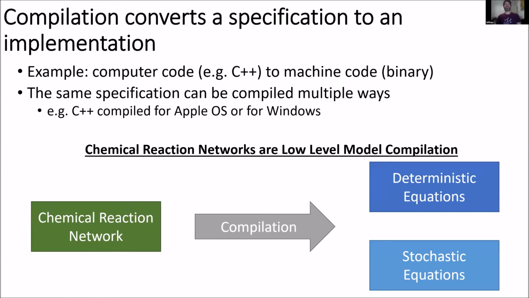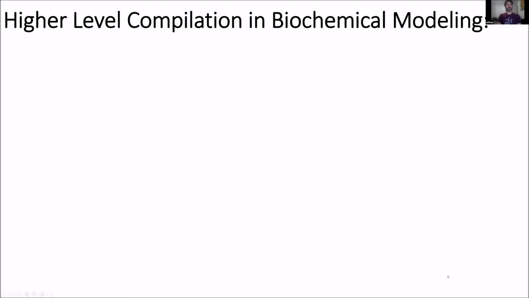In fact, I've already talked about one form of compilation, which is chemical reaction networks. When I write out a chemical reaction network and I get my equations, I can compile the same CRN into two different types of equations, deterministic ODEs or the stochastic Markov chain. This is a form of low-level compilation where we're going from a low-level description, a chemical reaction network, to some mathematical objects. Again, Biocompiler is going to take an even higher level description to produce a chemical reaction network, which can then be compiled into these equations separately. So this is not really a new idea.